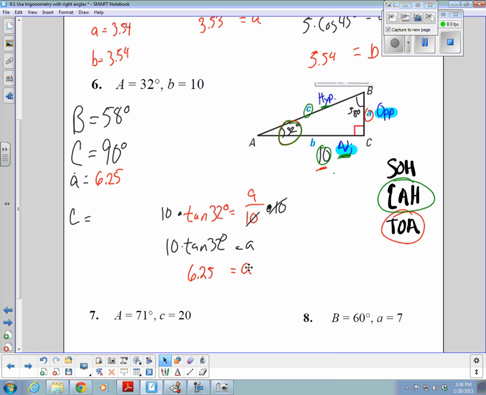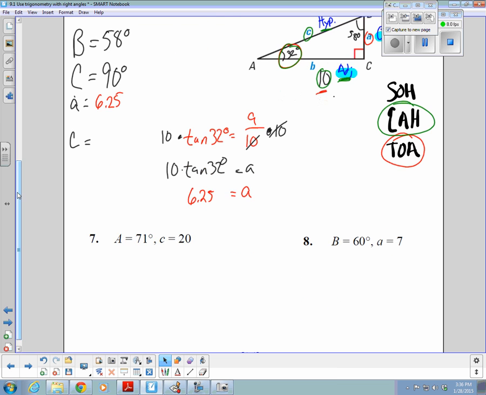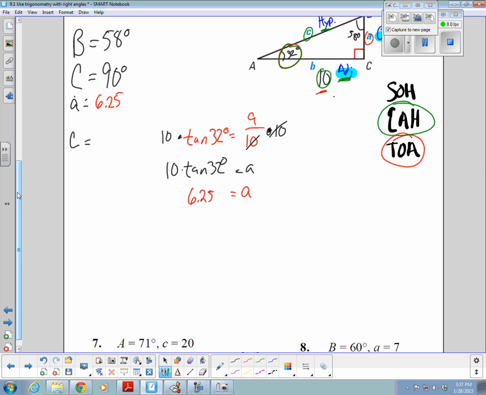All right. So if we're using cosine, cosine of my angle that I'm using, which is 32 degrees, is going to be equal to 10 divided by c, because it's adjacent over hypotenuse. Now, to solve for c, I'm going to multiply both sides by c. So multiply by c, multiply by c. These are going to cancel. You get 10 equals c times cosine of 32 degrees.